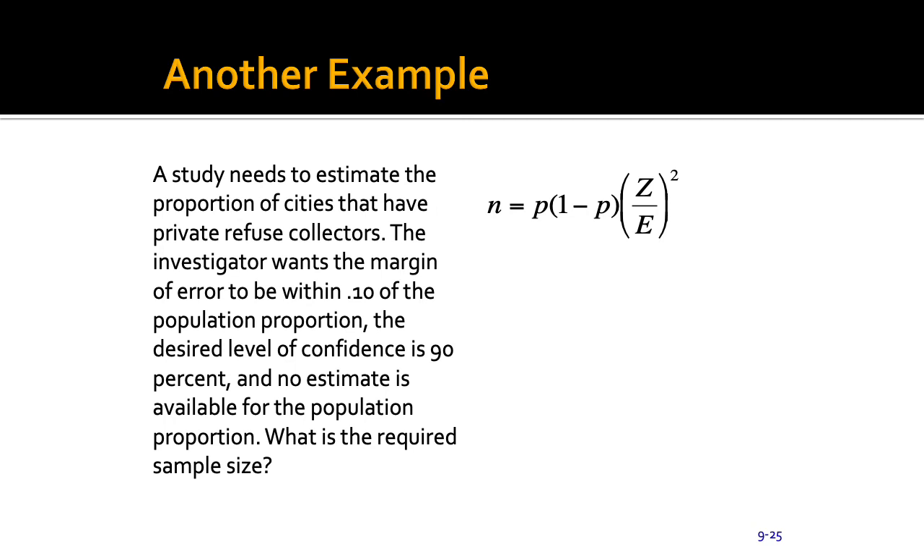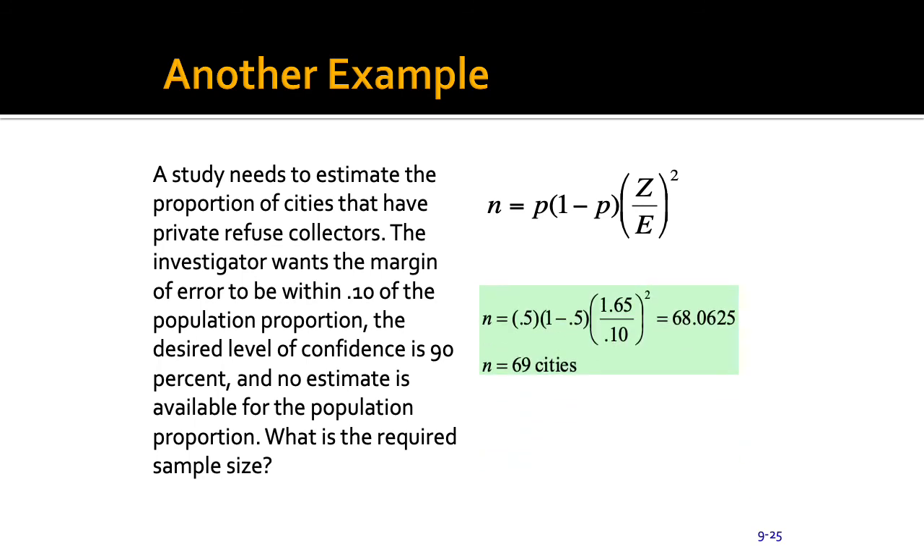Last example, a study needs to estimate the proportion of cities that have private refuse collectors. The investigator wants the margin of error to be within 0.1 of the population proportion. The desired level of confidence is 90%, and no estimate is available for the population proportion. What is the required sample size? So we have to make an extra assumption. And that is, since we don't know the population proportion or sample proportion, we're going to effectively assume that it's 0.5. Not a great assumption, but this is what we do when we do not have a good estimation.